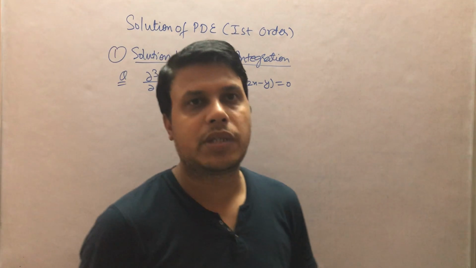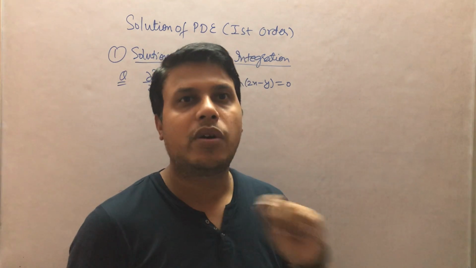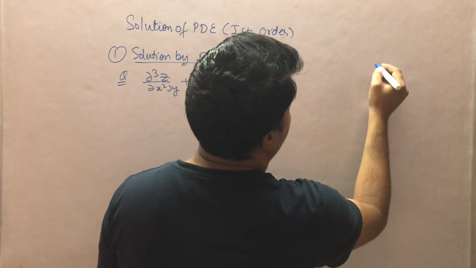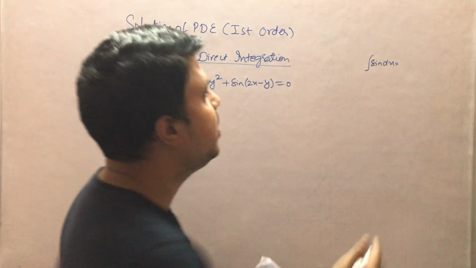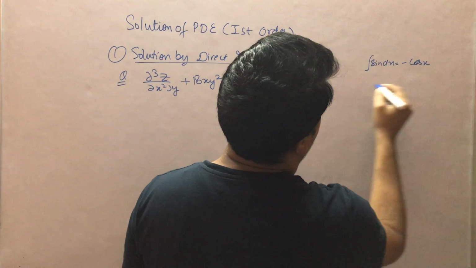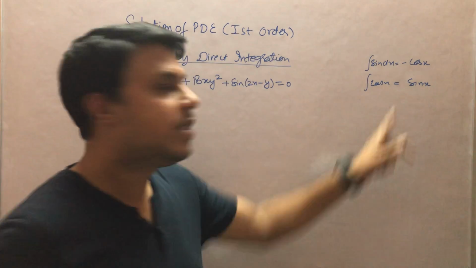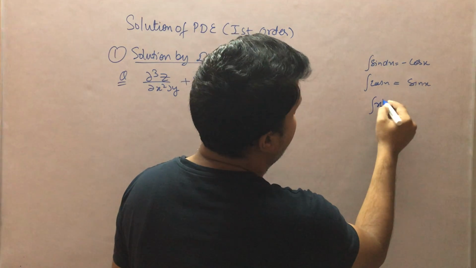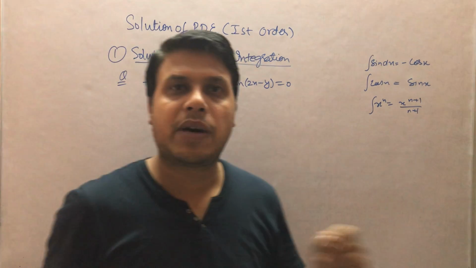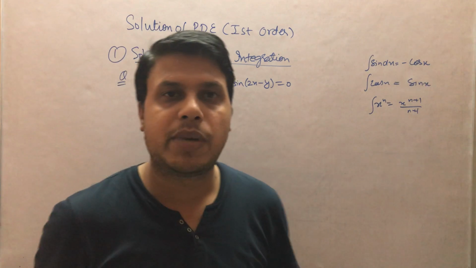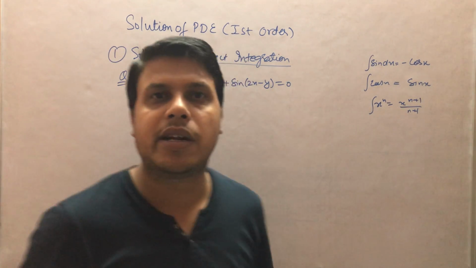Before going to the solution, I just want to recall 2 to 3 formulas of basic integrals so that you are not confused. The integration of sin x is minus cos x. These are the basic formulas. And the integration of x power n or y power n will be x power n plus 1 upon n plus 1, and we have some integration constants also which we are not taking into consideration.